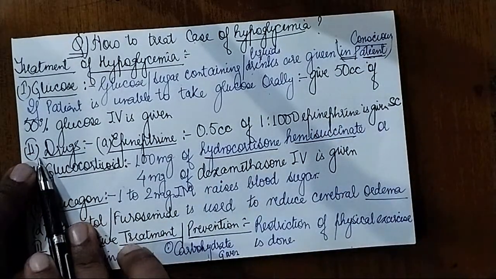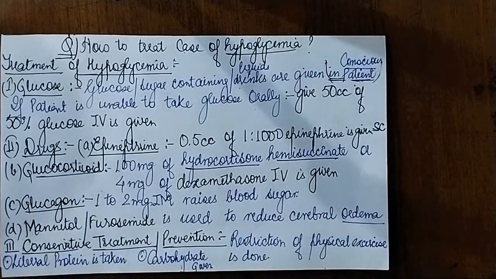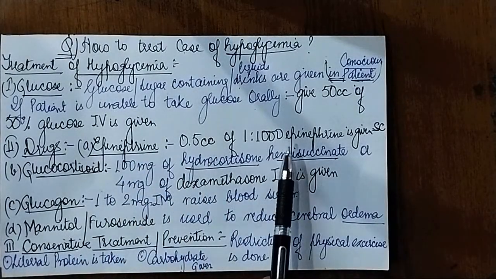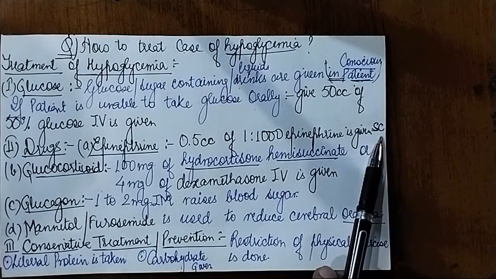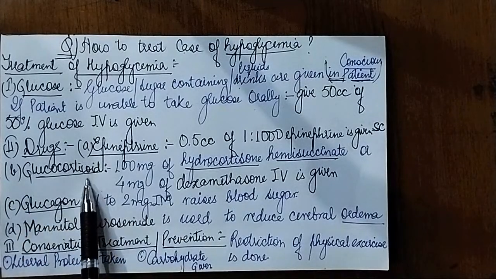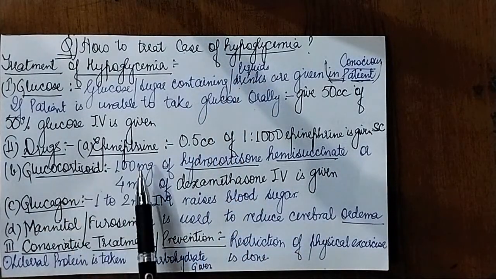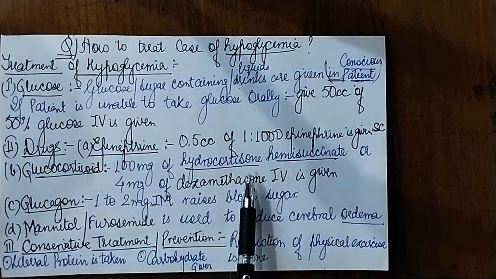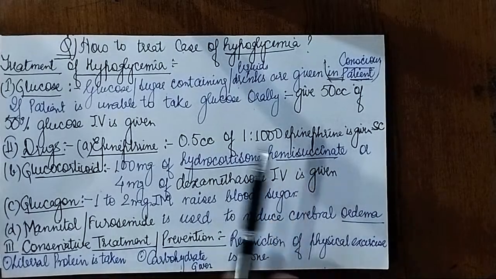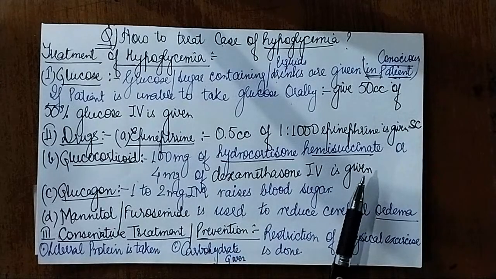But when it comes to the next resort, that is the drugs, what can be given? When we look at the drugs, first is epinephrine. 0.5 cc of 1:1000 epinephrine is given subcutaneously. The next important drug consideration is the glucocorticoids. Glucocorticoids form the drug of choice for treating hypoglycemia. So 100 milligram of hydrocortisone hemisuccinate or 4 milligram of dexamethasone IV is given to such a patient.